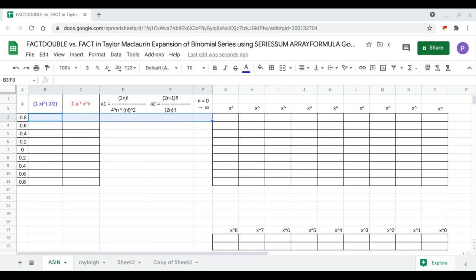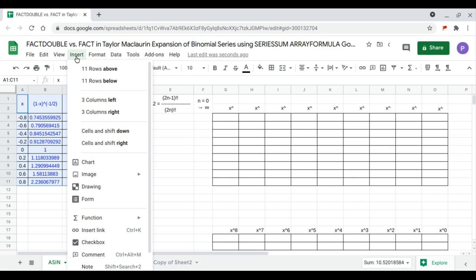In this video, we'll generate the Taylor-Maclaurin series sum of this binomial series function using factorial and double factorial, where the binomial series dataset will be in the form of array formula, the quantity 1 minus x, where x is from negative 0.8 to positive 0.8, raised to the power negative 1/2. Enter. And this is the dataset.